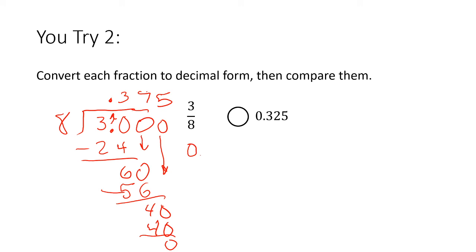and we'll make this left decimal 0.375. Now we need to compare to 0.325. We'll do it one place at a time. The 3's are the same. The 7 is bigger. 7 is bigger than 2, so 3/8 is greater than 0.325.